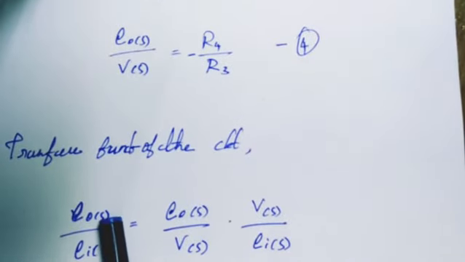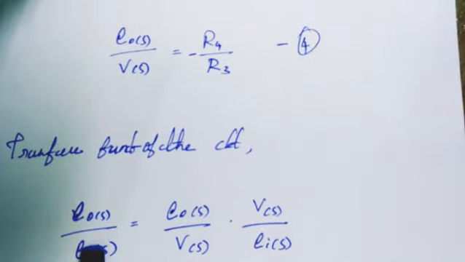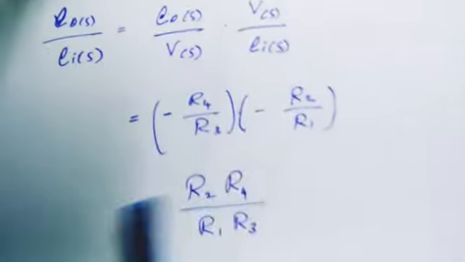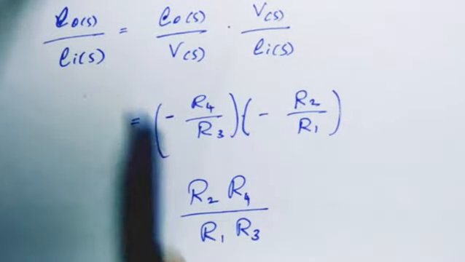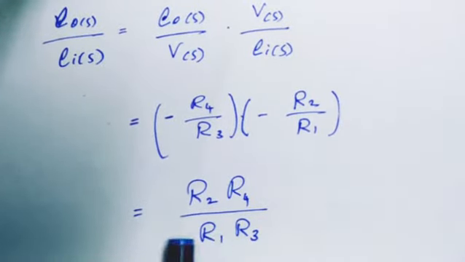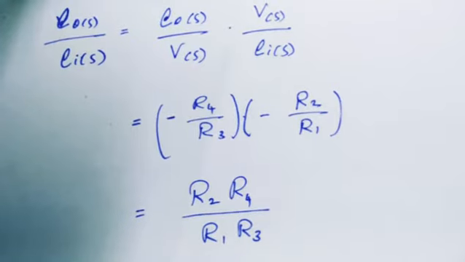So we need the transfer function of the circuit. Transfer function is nothing but the Laplace transform of output divided by the Laplace transform of input. While multiplying these two, we'll be getting the transfer function as R2 R4 divided by R1 R3.